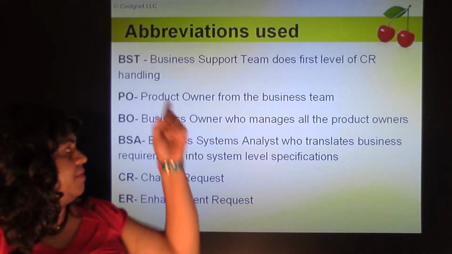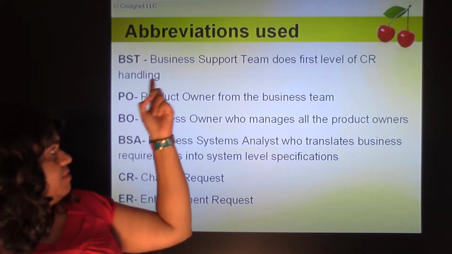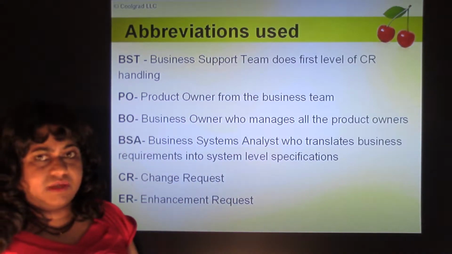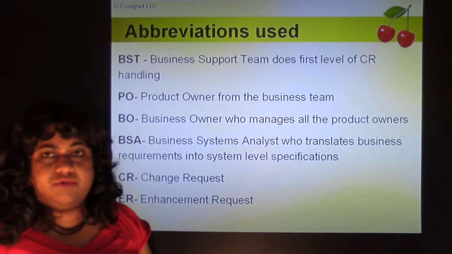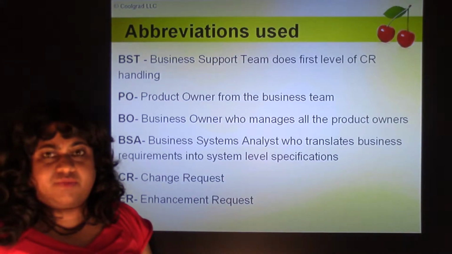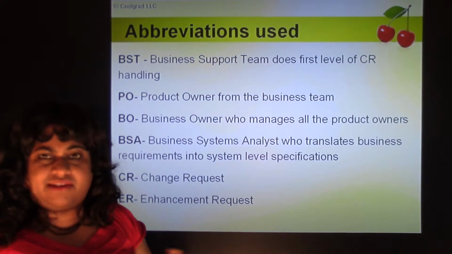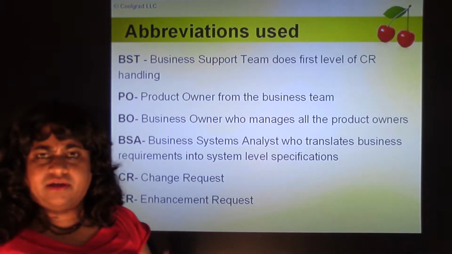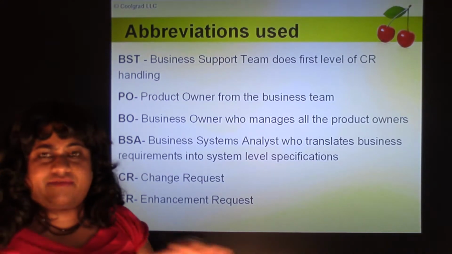So these are the abbreviations I've used in my presentation. BST means Business Support Team. It does the first level of CR handling. Most organizations have a first level of, usually junior resources, who get all these CRs, change requests, enhancement requests, and they do the first level of handling. They make sure all the duplicates are filtered out, and then they verify if it's a valid CR or a valid ER, and then they escalate it to the product owners. So they do the first level of screening.